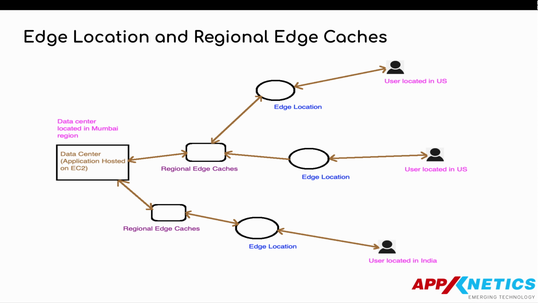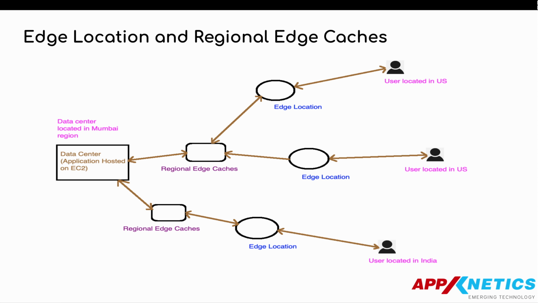On the edge location, it will first check whether the requested data result is available in the cache or not. If yes, then the content will be delivered to the end user from the edge location only. If the requested data result is not available in the cache on the edge location, then the request goes to the regional edge cache, which checks for availability of the result in its cache. If the requested result is available, then the content will be delivered to the end user from the regional edge cache only.